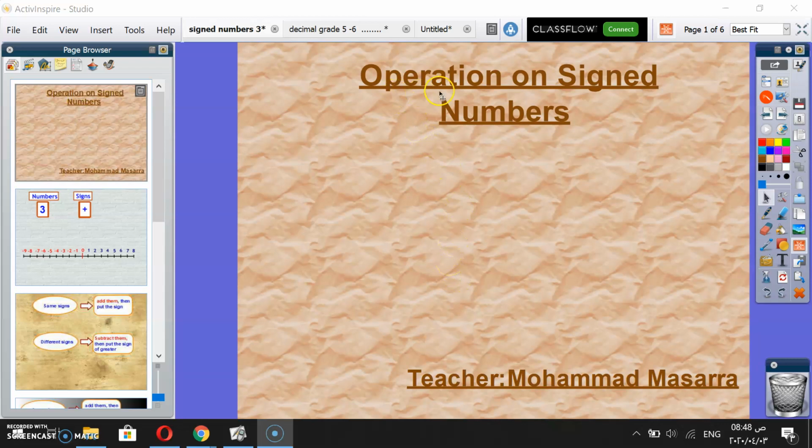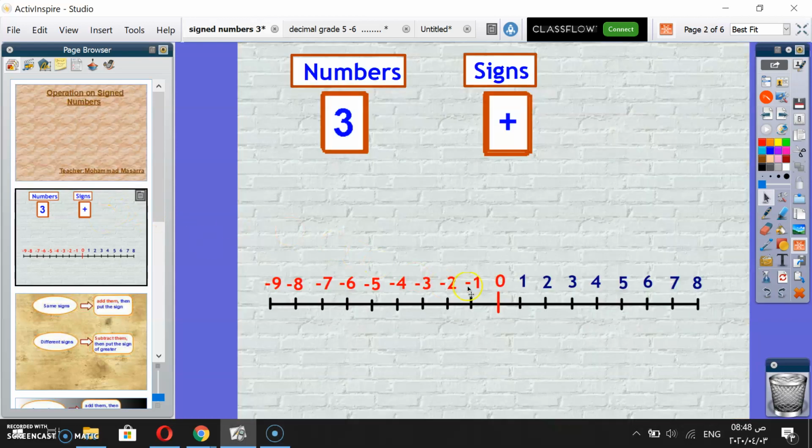Today we are going to talk about operation on signed numbers. So let's start. Let us refresh our information of what we explained before.